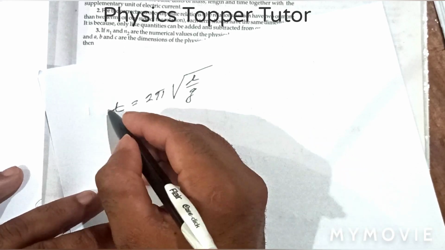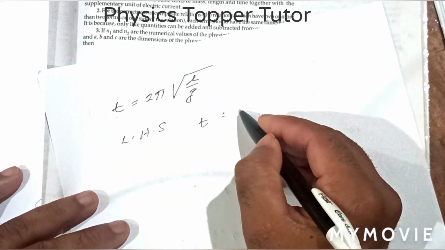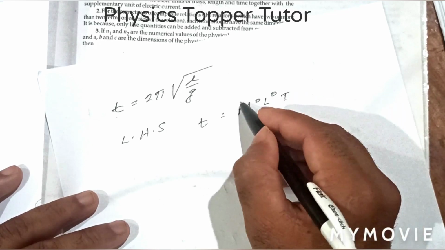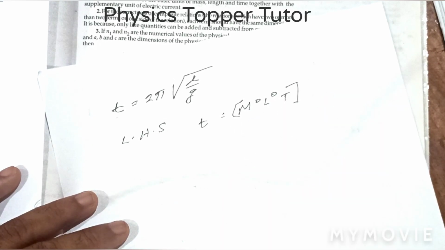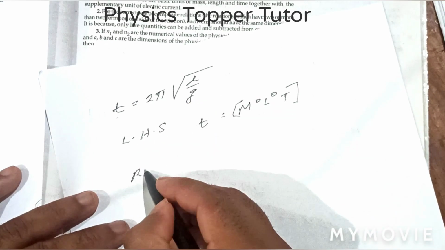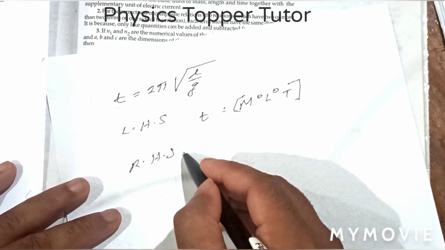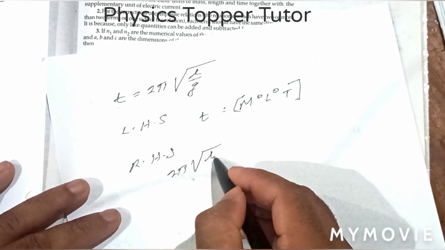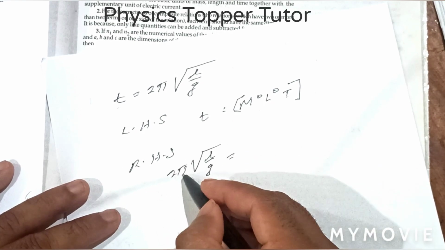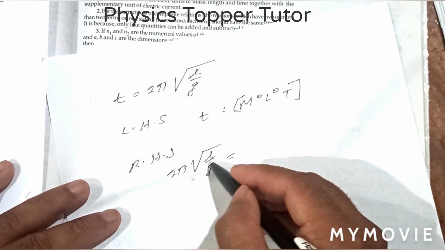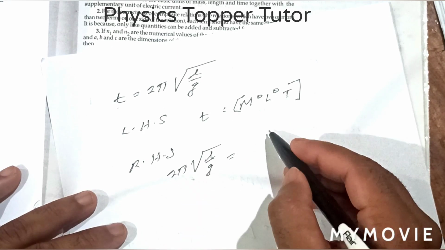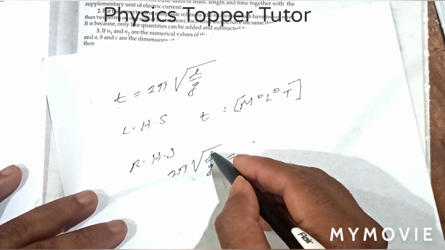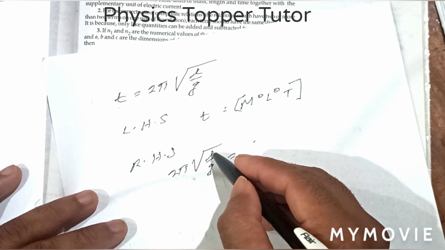Left hand side, time. T is dimensional formula M0, L0, T only. We have T only. Okay, and what about this right hand side? Don't take this. The right hand side is, let me write. Okay, we don't take the constant, only this.